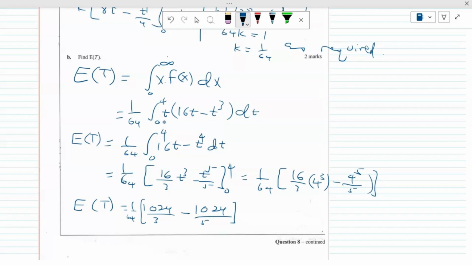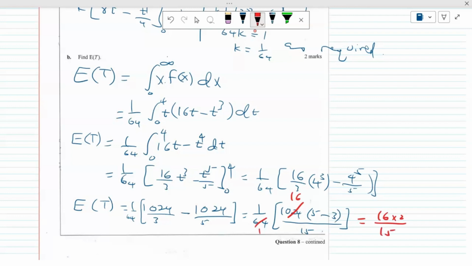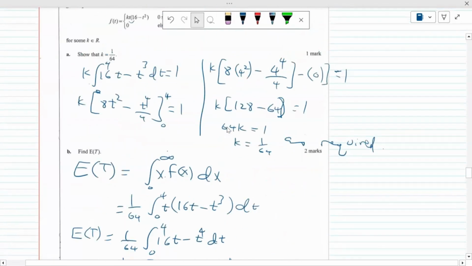So we could actually take the common factor out and do this much easier: 1024 times the bracket 5 minus 3, over 5 times 3, which is 15. If I simplify this with that, that's going to be 1, and that's going to be 16, so that gives me 2. 2 times 16 is 32 over 15 should be my answer, 32 over 15. That's how we're supposed to be doing that question. Much easier.